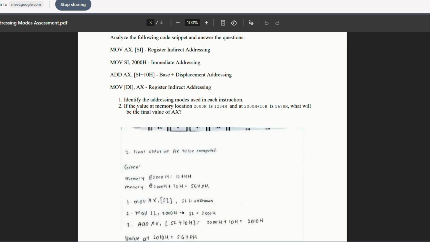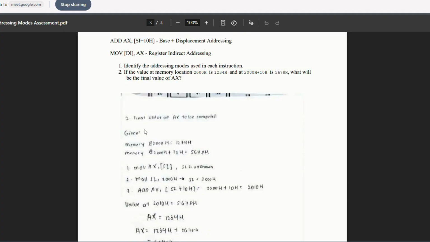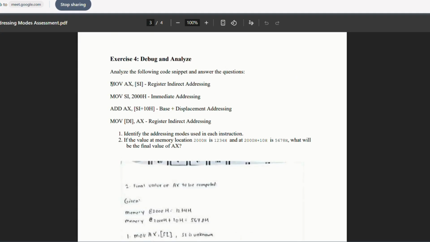So I've done the number 1 part, but I can explain it further. Number 1 is register indirect addressing because the bracket SI means the memory address is taken from the SI register. Then for number 2, MOV SI, 2000H is immediate addressing because 2000H is a constant value directly loaded into SI.